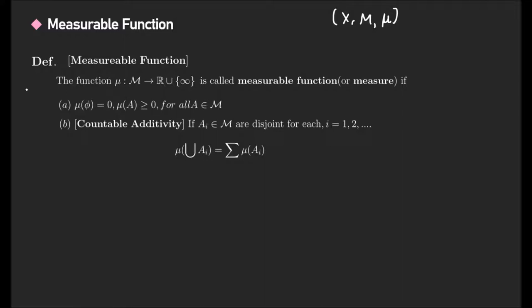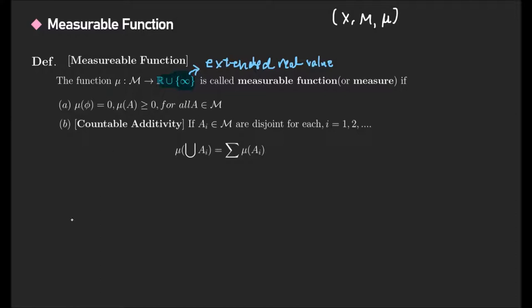The measurable function is a function from the sigma algebra to the real numbers, and this contains infinity. This is the common definition when defining the measurable function. For various reasons, this range, R union infinity, is so useful, and this is called an extended real valued function. It is not a real valued function. It is an extended real valued function.